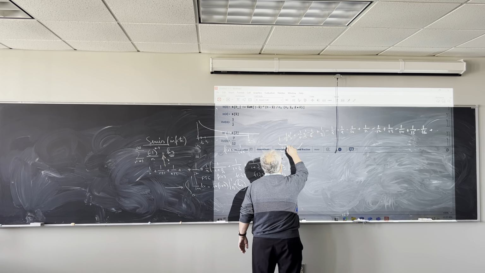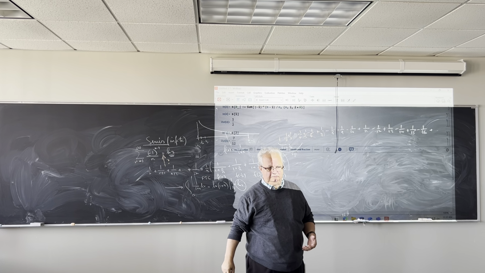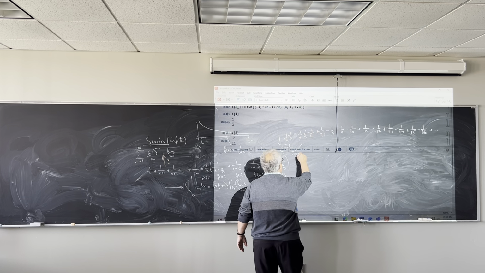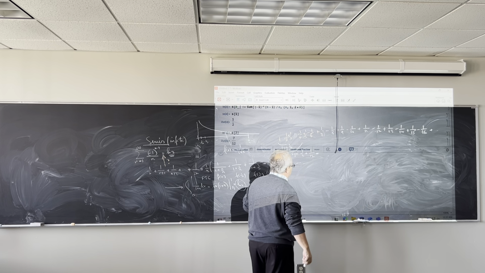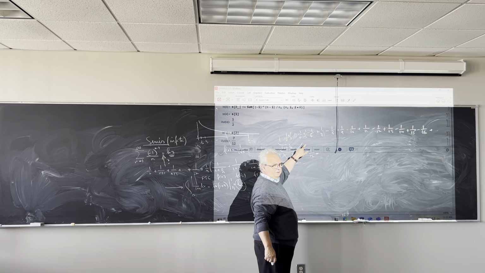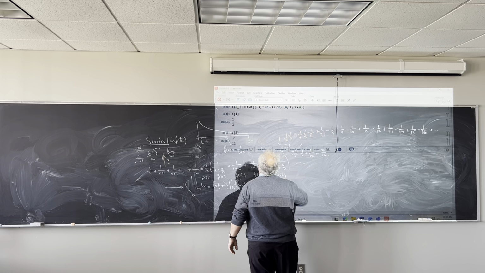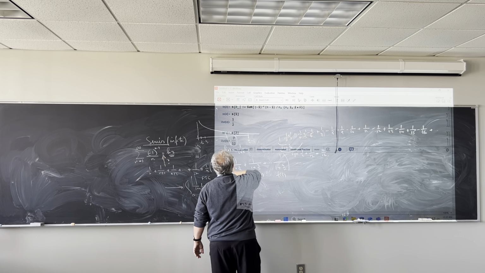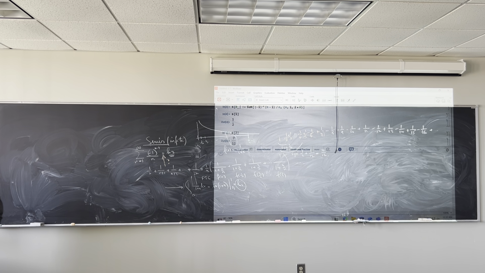1 minus a half is a half. 1/3 minus a fourth, bring it to the same common denominator, will be 1/12. So S2 is 1/2 plus 1/12. The least common multiple is 12, multiplied by 6, 6 plus 1, 7, so that's 7/12. That's exactly that. Let's see what the next one is. So S3, 37/60.